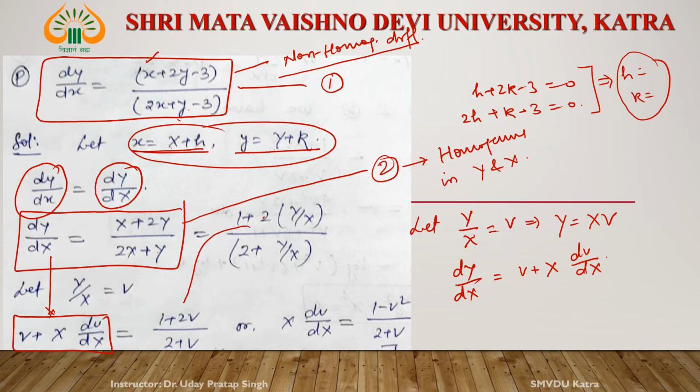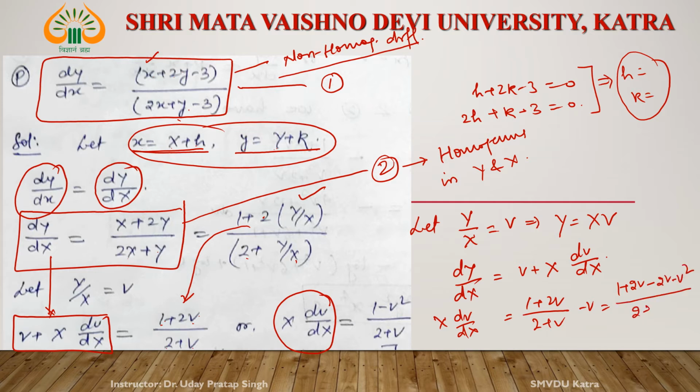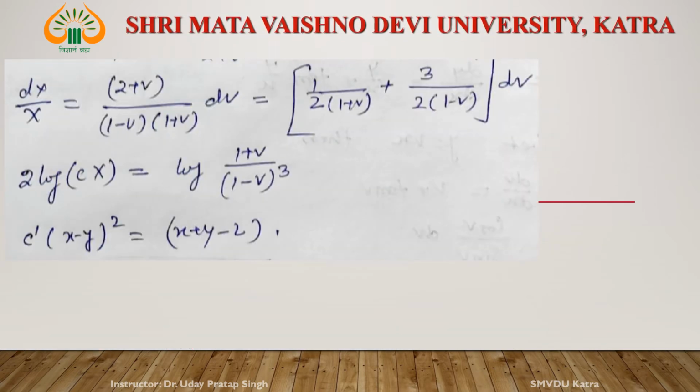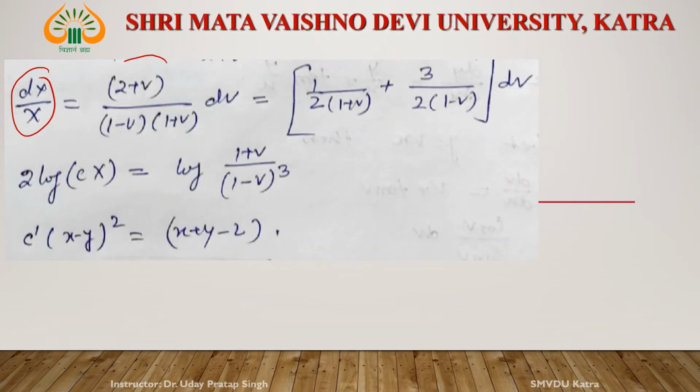And this thing can be written as (1 plus 2V) divided by (2 plus V). So (1 plus 2V) divided by (2 plus V) minus V is equal to capital X dV by dX. So after solving this, (1 plus 2V minus 2V minus V square) divided by (2 plus V). This one is cancelled out. So this becomes variable separable, variable separable in small v and capital X. So dx by x is equal to this thing.